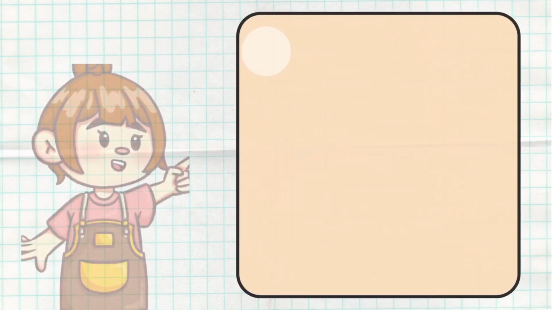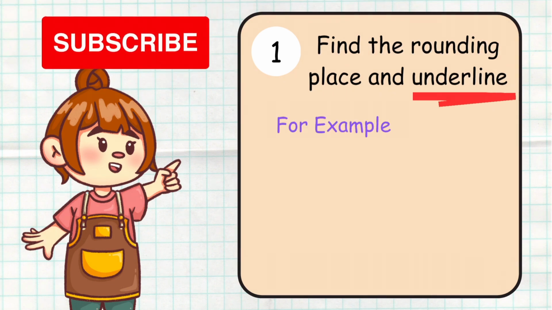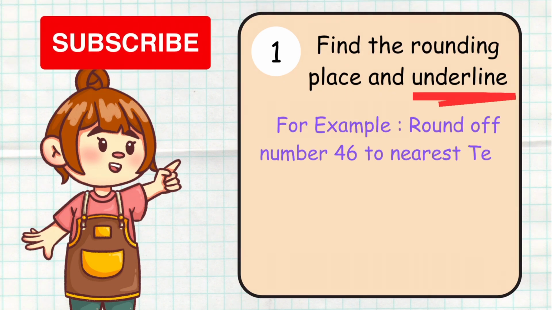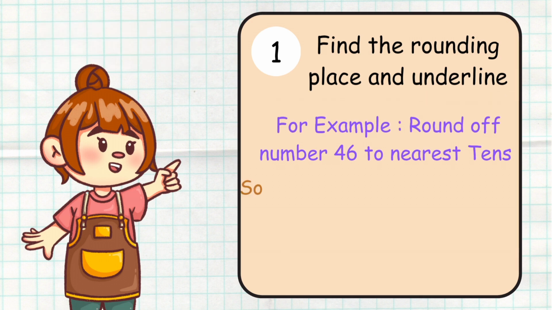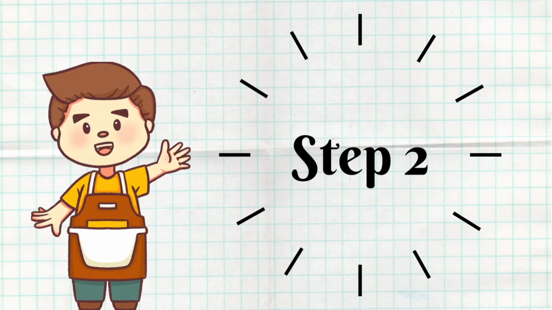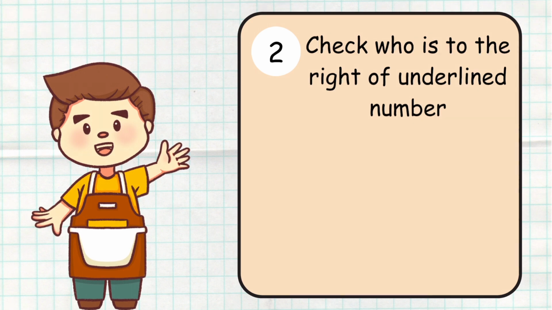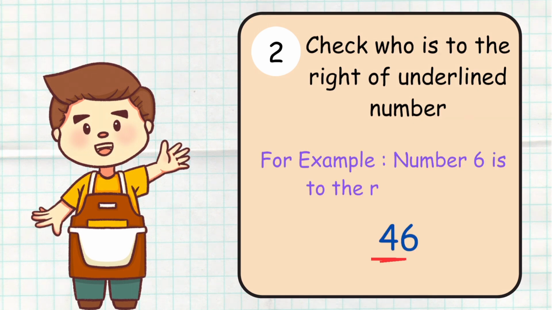Step 1. Find the rounding place and underline. For example, round off number 46 to the nearest tens. So underline the number in the tens place, that is number 4. Step 2. Check who is to the right of the underlined number. For example, number 6 is to the right of 4.